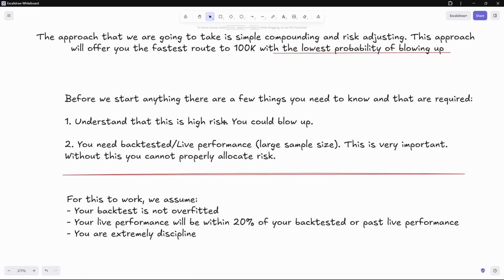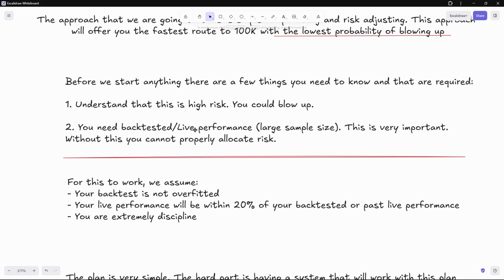Before I start discussing anything, there are a few things that you need to know and that are required to do this. First of all, you need to understand that this is extremely high risk. You could blow up, but this is mostly in the start. As we progress, you'll see that your risk of ruin decreases. But if you want to flip an account 3k to 100k, your likelihood of blowing up in the beginning is going to be very, very high, right? There's just no low risk approach to do this. You're going to have to take on a substantial amount of risk.